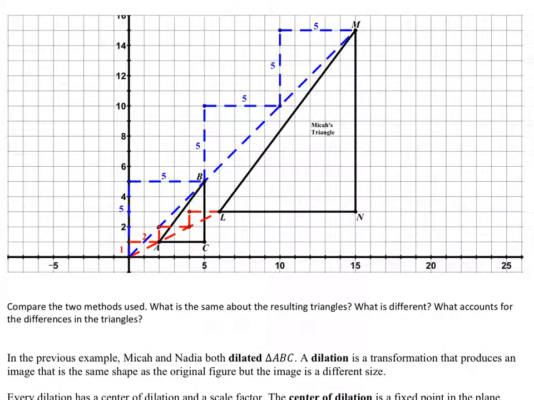Now we'll compare the two methods used. What is the same about the resulting triangles? What is different? What accounts for the differences in the triangles? When we look at the two methods, what's the same about the resulting triangles? They're the same size. The difference is that they're in different locations. And what accounts for the differences in the triangles? It's called the center of dilation. They used different centers of dilation for these.